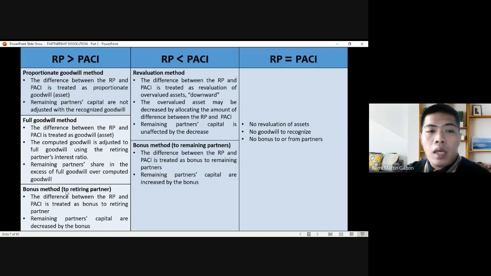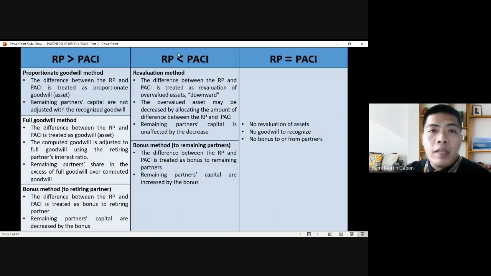Okay? Then as to bonus method, bonus to retiring partner, the difference between the retirement price and the partner's adjusted capital interest is treated as a bonus to such retiring partner. Then the remaining partners' capital will be decreased by the bonus.